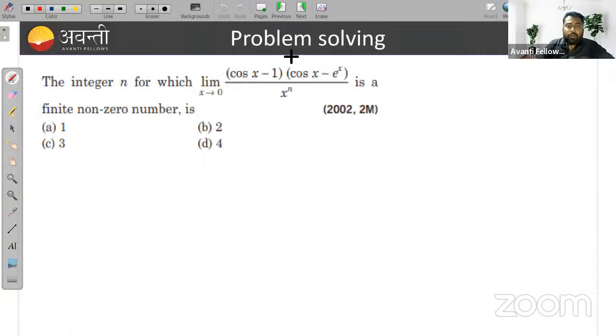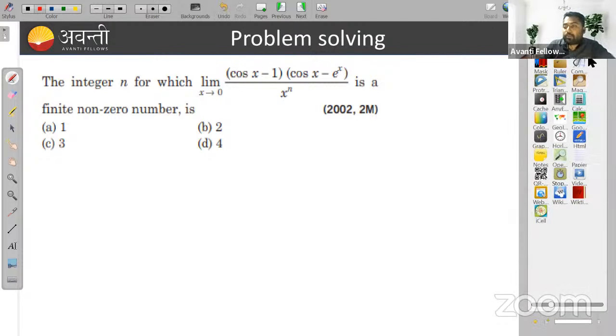See here, the integer n for which the limit extending to 0 of (cos x minus 1)(cos x minus e raised to x) divided by x raised to n is a finite non-zero number is. So I'm giving you 1 minute for this question. You can solve it. Okay, and your time starts now.